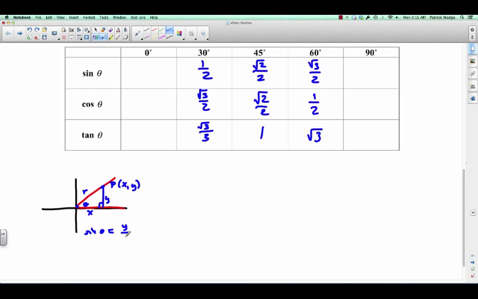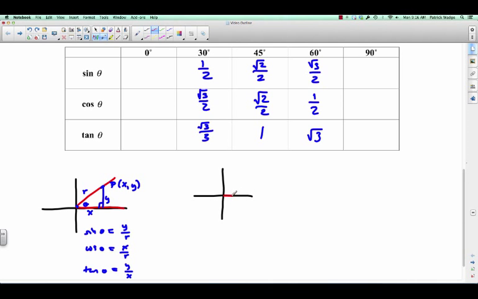And what we came up with is that sine of theta is equal to opposite over hypotenuse, which is y over r, and cos theta is equal to adjacent over hypotenuse, which is x over r, and tan theta is opposite over adjacent, which is y over x. We can use those to figure out these amounts, because let's draw a standard position angle that's 90 degrees.